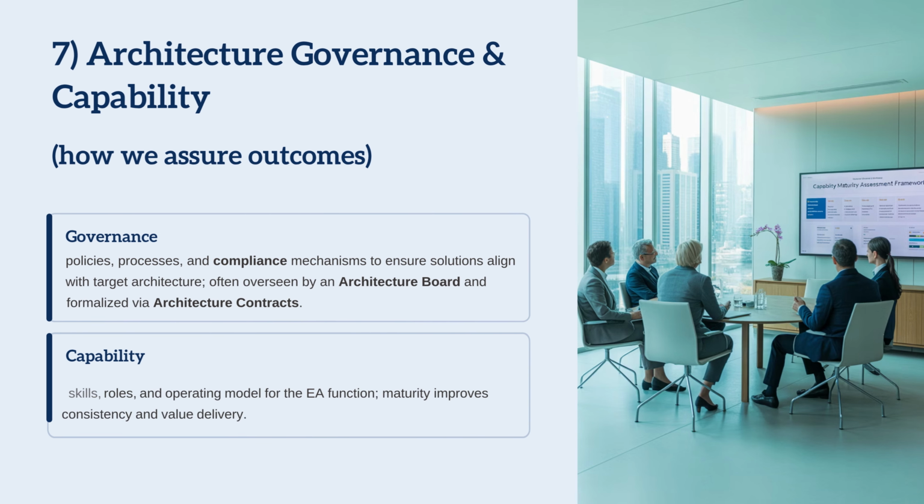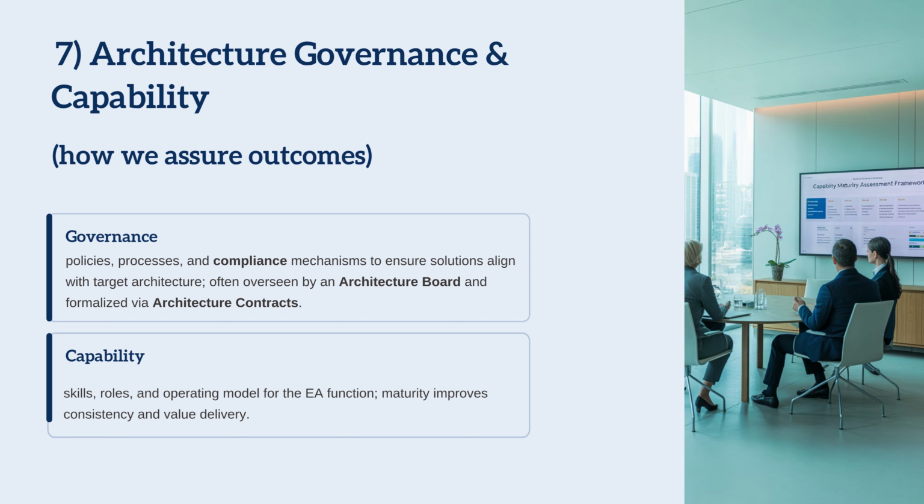Architecture governance and capability architecture. Governance defines the policies, processes, and compliance mechanisms that assure architectural integrity. It is typically overseen by an architecture board and formalized through architecture contracts. Architecture capability focuses on the skills, roles, and operating model required to manage enterprise architecture as a sustainable function. As capability matures, organizations deliver architecture outcomes more consistently and with higher value.